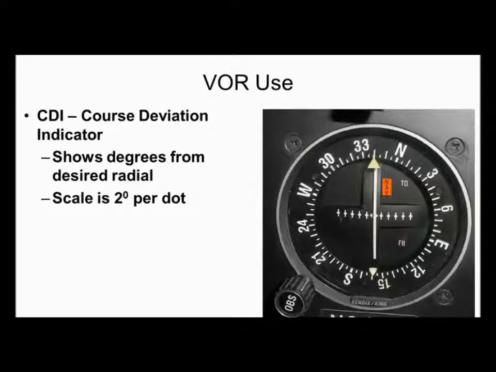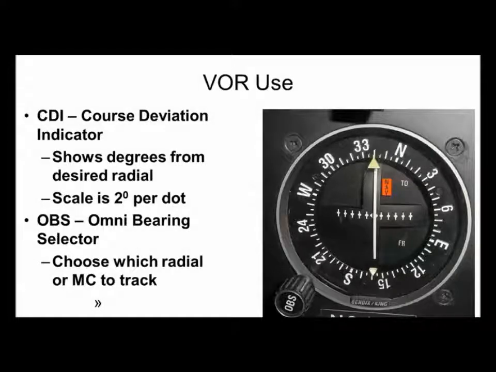All right, how do we use this thing? Okay, it shows our degrees, 2 degrees per dot or 2 degrees per line, whichever way you want to call it. Already covered that. Omni bearing selector, which radial or magnetic course you want to track. So this is probably the number one issue, and sometimes I say it wrong in the simulator. This is the number one issue I see people with using VORs, is confusing the radial you're on versus the magnetic course you want to fly. So you really have to understand where you are. Am I going to be flying to the VOR or away from it?